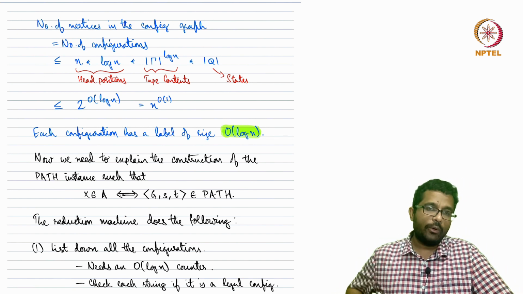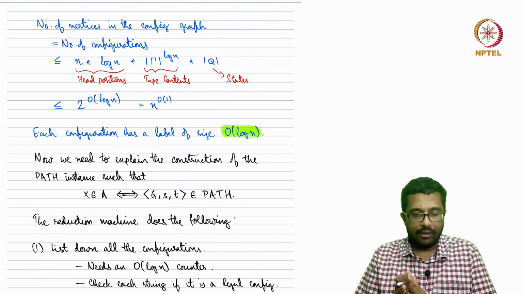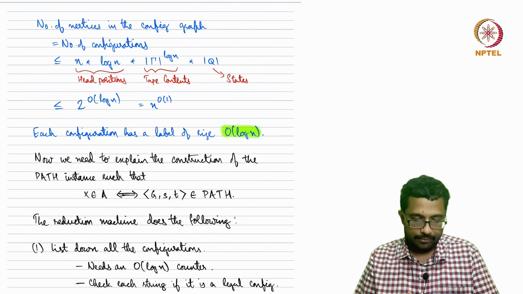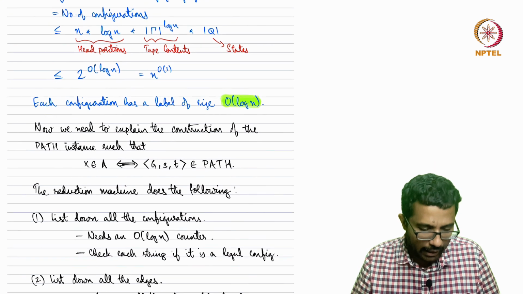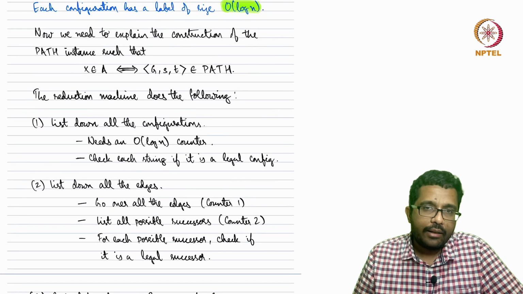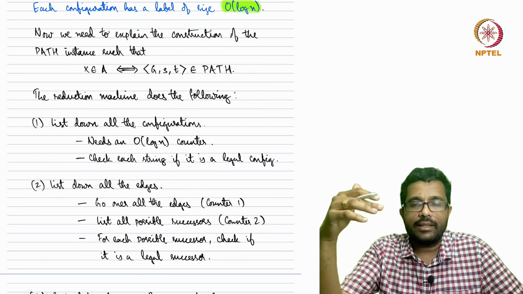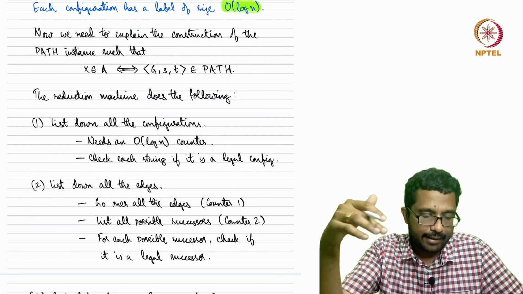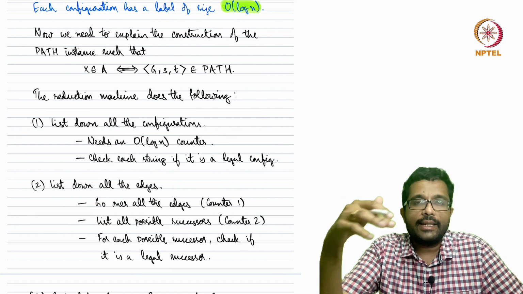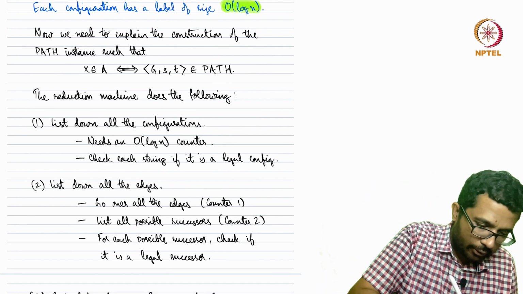So now we need to explain the construction. The number is fine. Now we need to explain how to obtain the graph given the NL decider for A, right? So we have the NL decider for A, and we have the reduction machine that looks at the NL decider and produces the configuration graph. So maybe I'll just note this here.